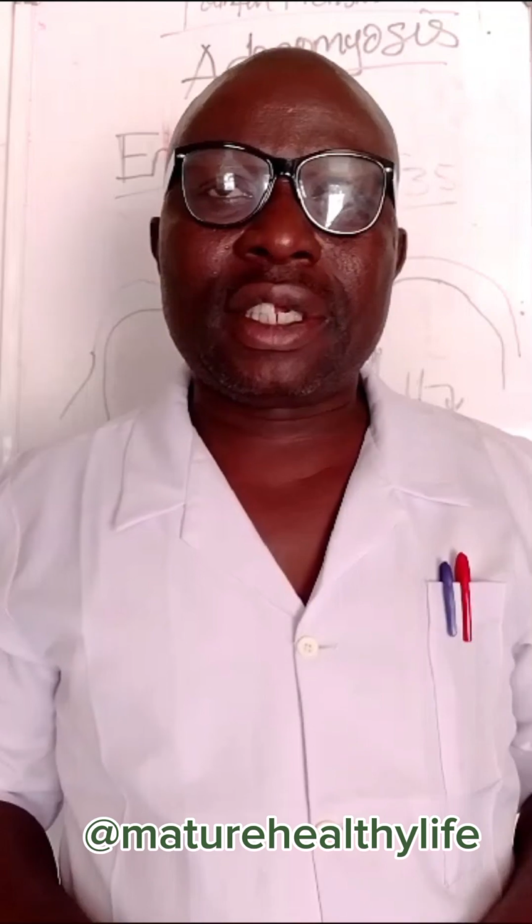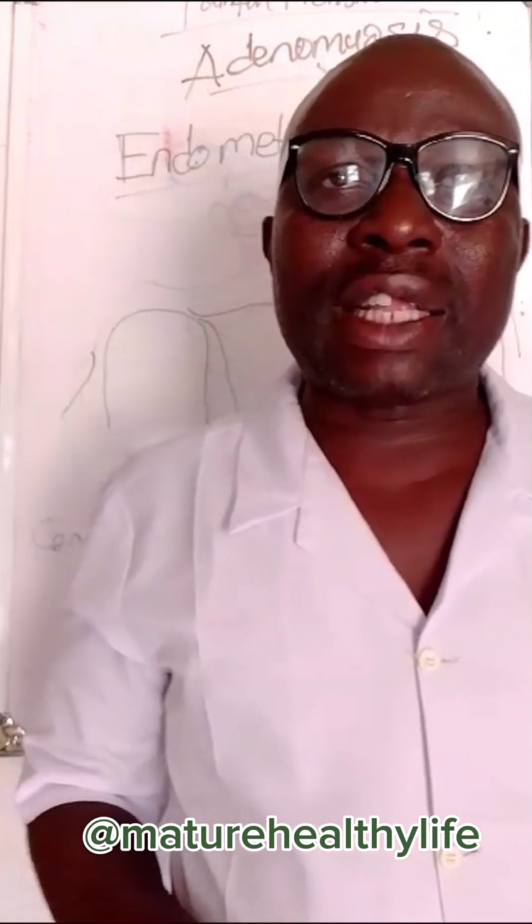One of them is age. A woman that is 35 years or 30 years without gestation, without being pregnant, has a tendency of having the risk of painful menstruation. Another one is early onset of puberty. Early onset of puberty is also a risk factor. When your puberty starts from 11 years down, it is a risk factor. You stand the chance of having painful menstruation.